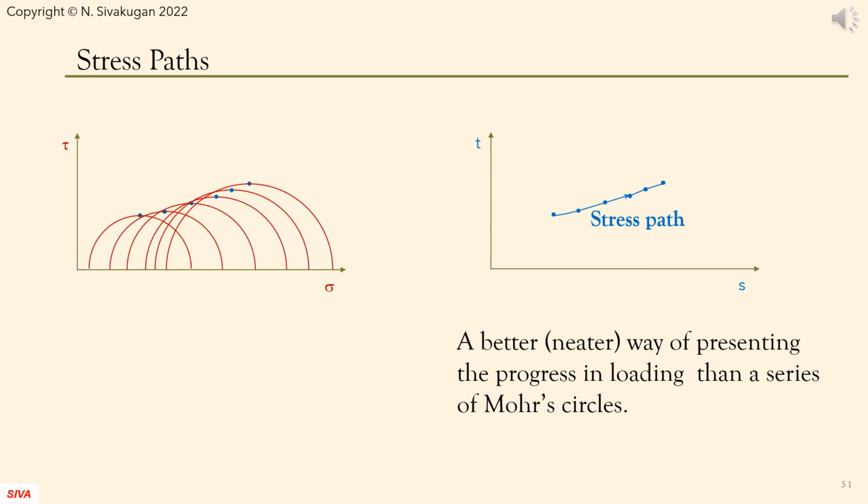When we have too many Mohr's circles in the sigma-tau plane, they can be cluttered. Stress path, which simply connects the stress points, looks a lot neater.